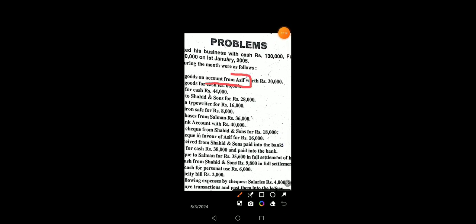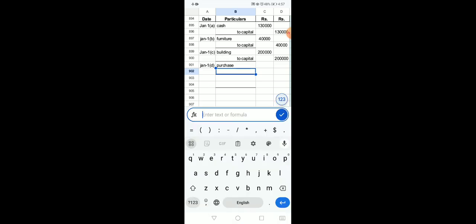Cash is not mentioned, rather we have a name. When cash is not mentioned and a name is mentioned, consider that cash is not going out, it is a credit transaction. Asif was the person from whom you have purchased goods and you haven't paid. It means the amount is still payable, so it would be considered a liability. Liability should be mentioned on the credit side. Asif as accounts payable is our liability, so you will write the name of Asif on the credit side.